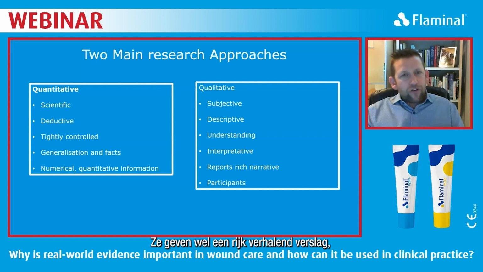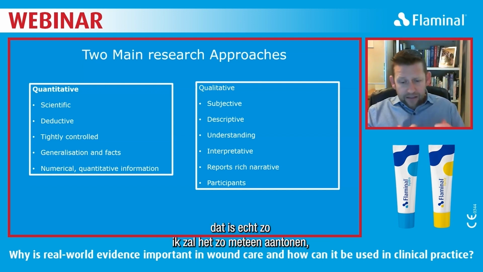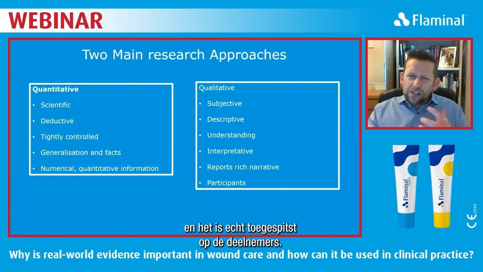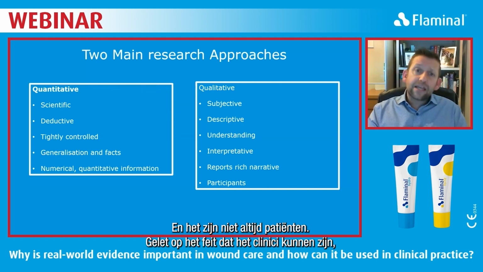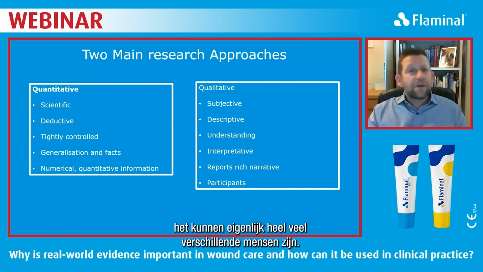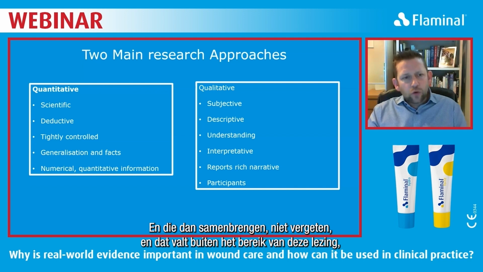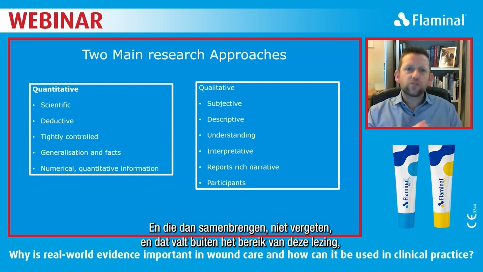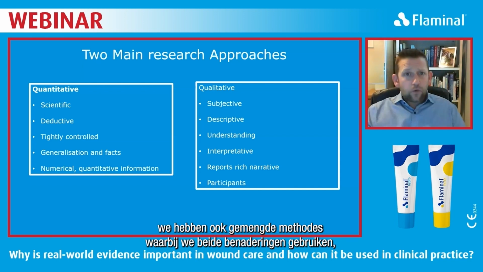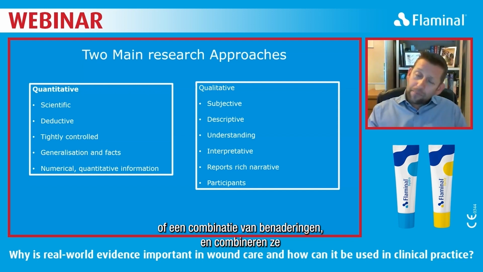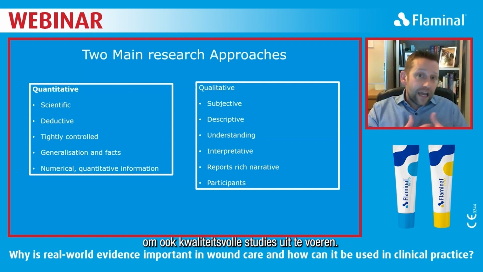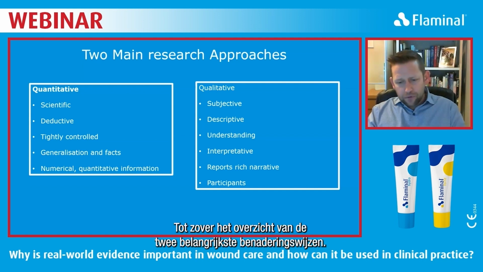They do report a rich narrative. That's a real thing that I will demonstrate in a second. And it's really focused around the participants generally. And they're not always patients, bearing in mind that they can be clinicians, they can be a whole range of different people. And then bringing these together, don't forget, and it's out with the scope of this talk, we also have mixed methods where you use both approaches or a combination of approaches and combine them together to make good quality studies as well. So that's an overview of the two main approaches.